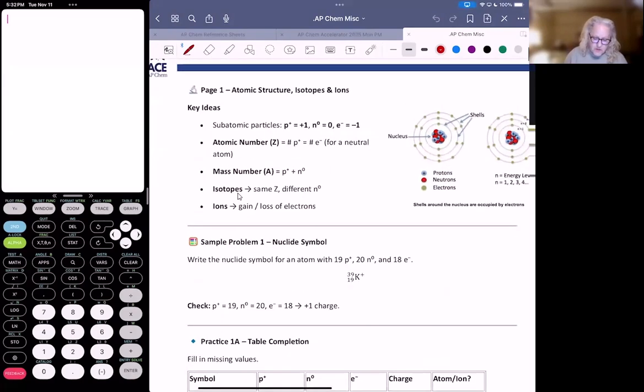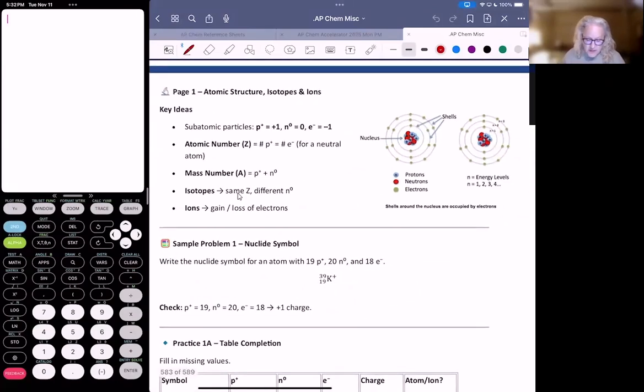Remember, the atom is made up of protons and neutrons in the nucleus. Protons are positively charged, neutrons are neutral, and the electrons are negatively charged, which exist in shells or energy levels outside of the nucleus. The atomic number Z is the number of protons in an atom and is also equal to the number of electrons in a neutral atom.